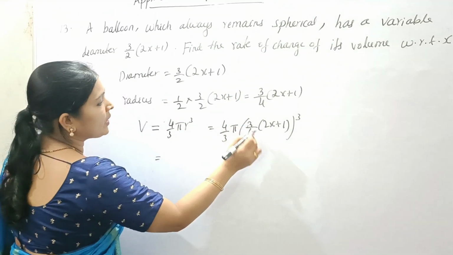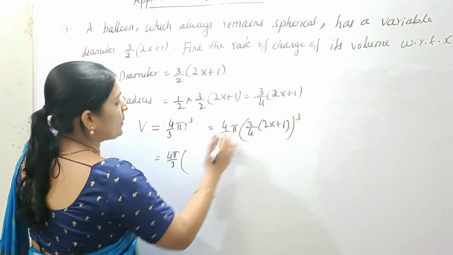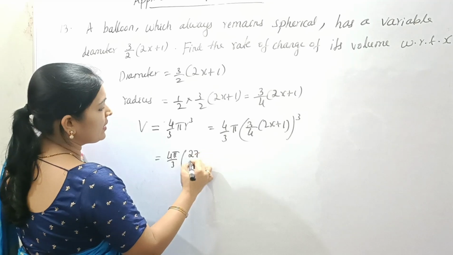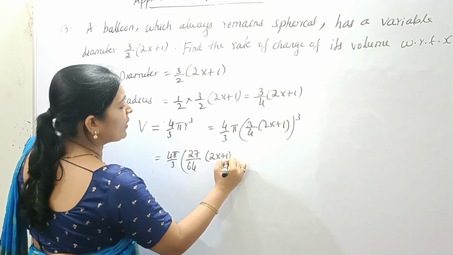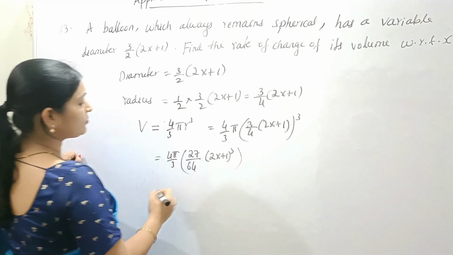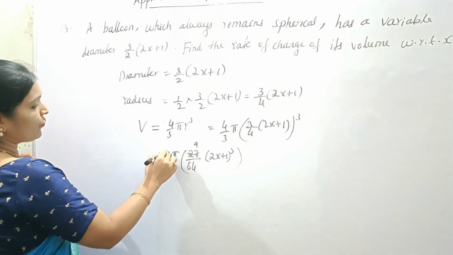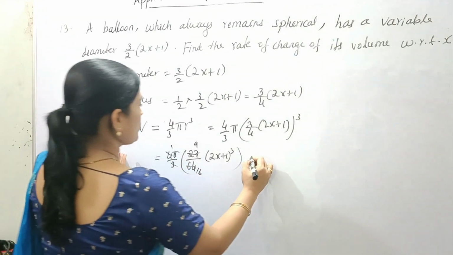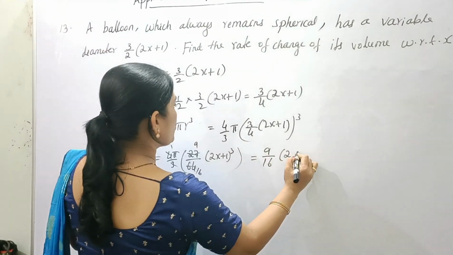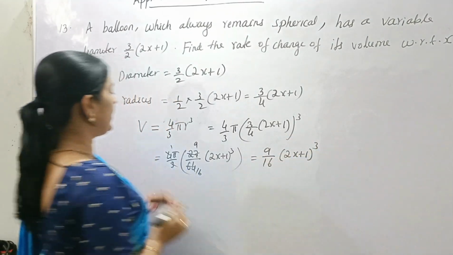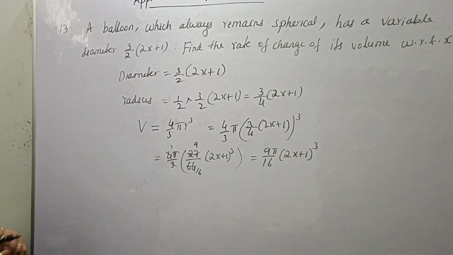So that is equal to 4 pi by 3 into 3 cube, which is 27, divided by 4 cube, which is 64, into 2x plus 1 whole cube. Here 3 ones are 3, 9, and 4 ones are 4, 16. So it will be 9 pi divided by 16 into 2x plus 1 whole cube.